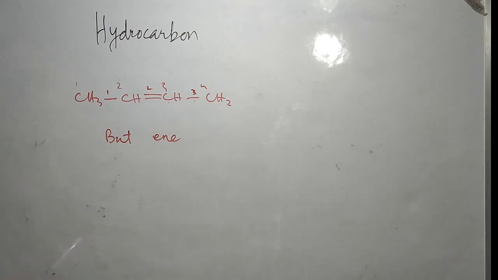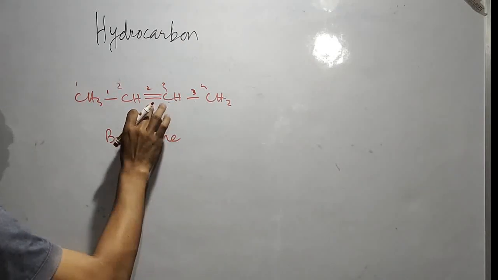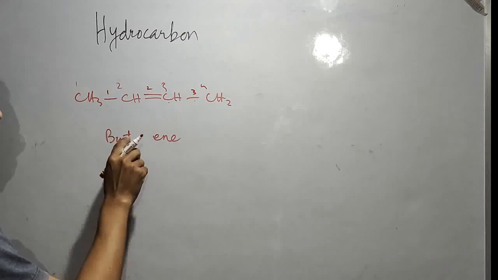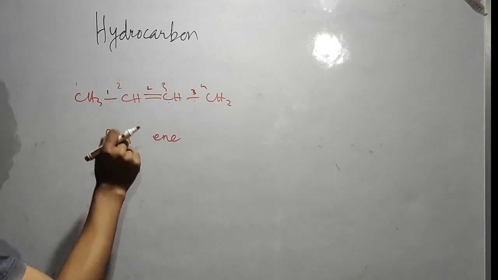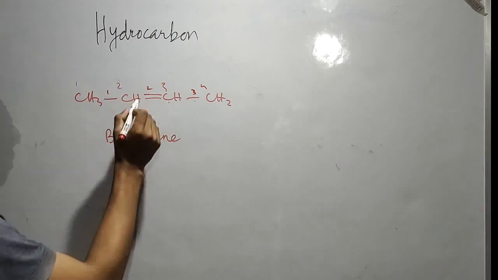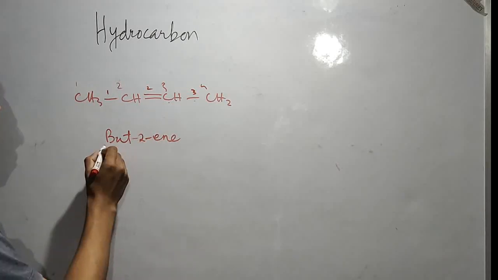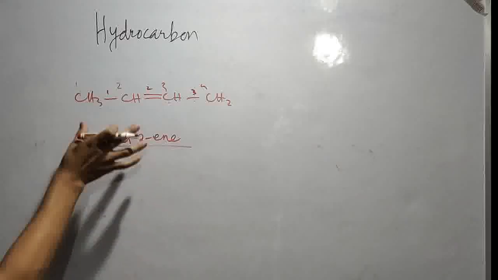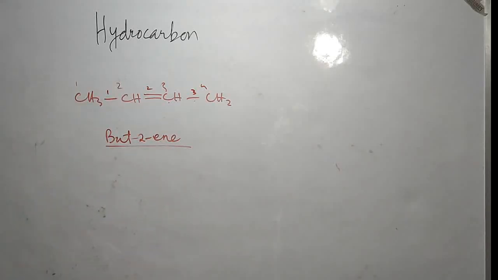Now see, this double bond is not in the first place, therefore we have to mention the number, in which place the double bond is present. So it's in the second place, isn't it? See, first, second, so it will be in the second place. So the IUPAC name of this structure is but-2-ene.